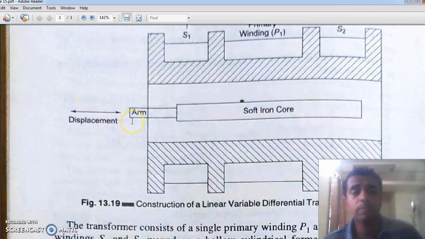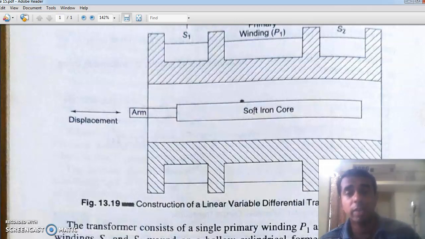So this arm will move the soft iron core between the primary and secondary winding, either from left to right or from right to left. So that is actually the linear displacement. So we are trying to quantify or convert this linear displacement, either from left to right or from right to left, to an equivalent voltage. So seeing that voltage, we can actually know what is the displacement and where is the displacement.